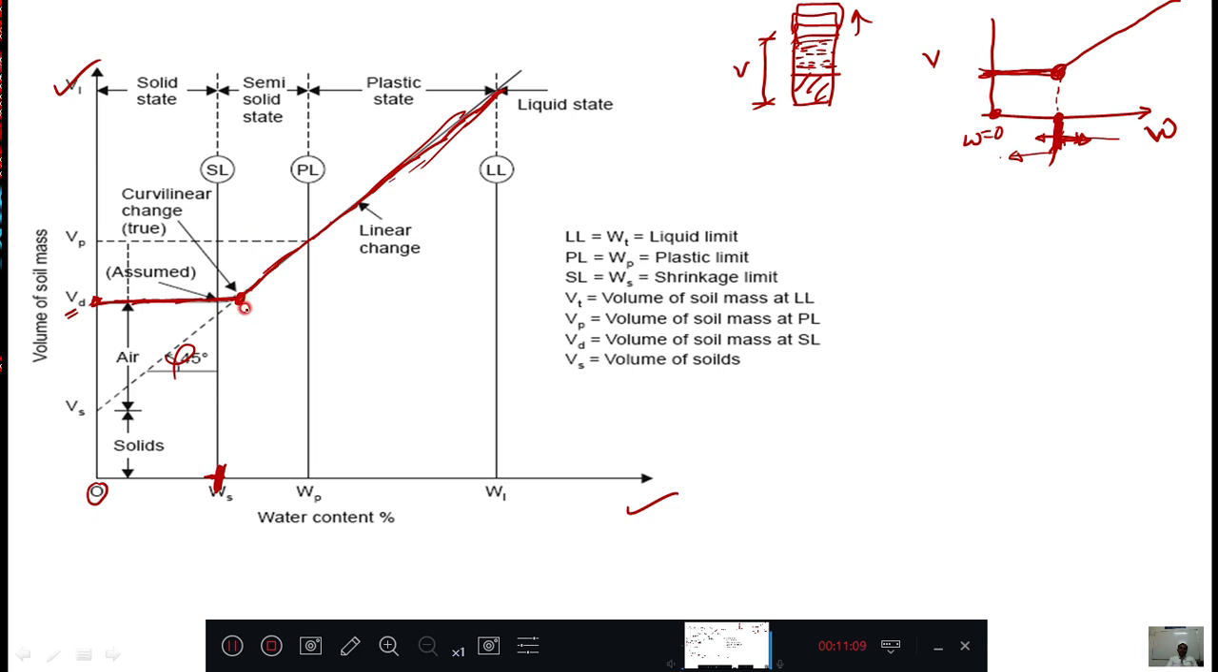Then again, if I add water to this one, initially it is in a solid state, and again if I add water to that, it behaves like a semi-solid, collapsible lumps. Then it will behave like a semi-solid, and after a particular water content it starts behaving like a plastic material. When it starts behaving like a plastic material, that starting point is called the plastic limit. Then it is behaving like a plastic.